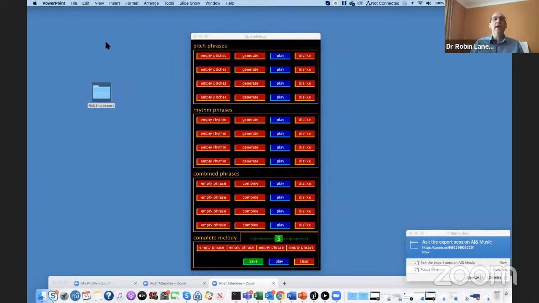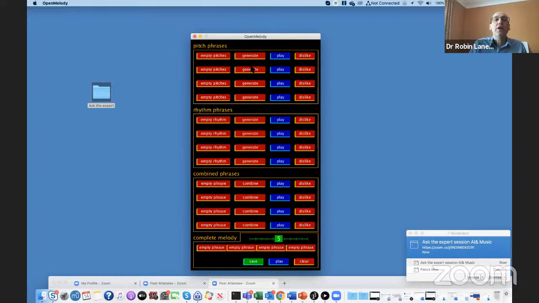Okay, so we can see here Open Melody. What this allows us to do is work with pitches and rhythms and then combine them. And then from those combinations, where we get some melodic phrases, we can build a complete melody. So this is working similarly to some of the processes I looked at earlier. We have a way of generating pitches, and indeed we have a way of generating rhythms, and we have a way of placing those together.